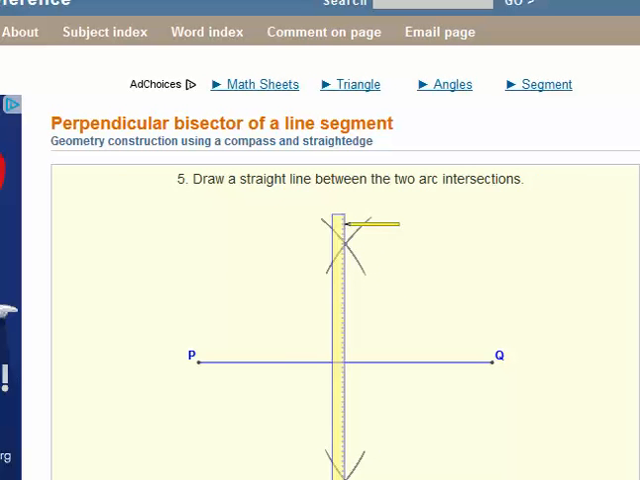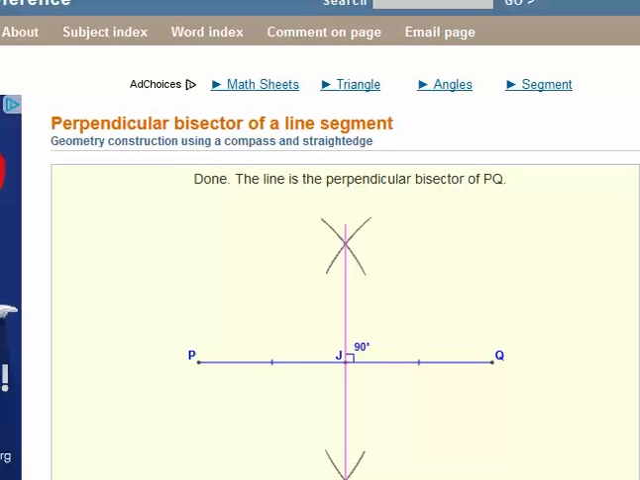Then, if we draw a line between those two intersecting points, then we just cut line PQ in half. Notice the congruency marks, so that PJ is congruent to JQ. And there you have it. Okay, so know your new terms, segment bisectors, know your formulas for distance and midpoint so that you can use those to find different values.